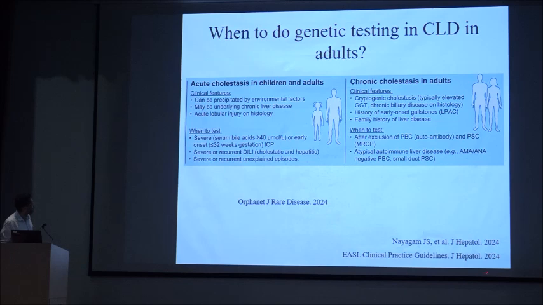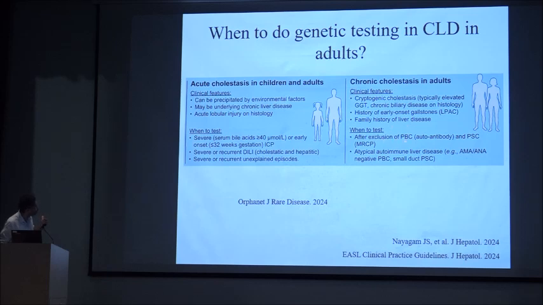So this recent EASL clinical practice guideline, which I was talking about, lists out the features when you should go for genetic testing in adults. Now these could be acute cholestasis, like if there is severe ICP. Not every ICP you need to do genetics, but if there is severe ICP defined as bile acids more than 40, or early ICP starting at less than 32 weeks of gestation. If there is severe or recurrent DILI, either cholestatic or hepatocellular pattern, because I explained that it could mimic hepatocellular pattern due to elevated ALT, or in cases there are cryptogenic cholestasis, history of early onset gallstones, family history of liver disease, what was there in our case.